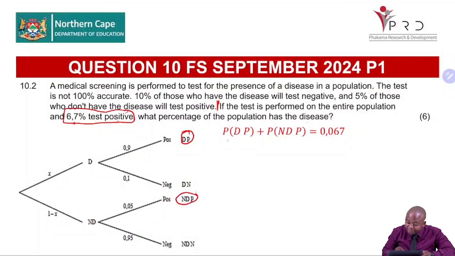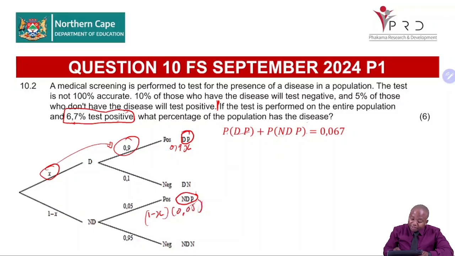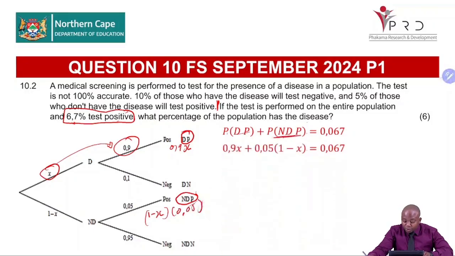So we're going to say P, probability of the disease and positive, plus the probability of no disease and positive, is equal to 0.067. Now wait, let's look at this one. The DP is going to be X multiplied by 0.9, so it's going to be 0.9x. Then NDP is going to be 1 minus X multiplied by 0.05. That is the second part there.